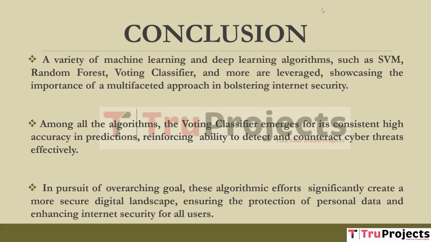A multitude of machine learning and deep learning algorithms, including SVM, random forest, voting classifier, decision trees, k-nearest neighbors, naive Bayes, linear discriminant analysis and logistic regression, are harnessed for adopting a multi-phase strategy in enhancing internet security. Although each algorithm possesses its distinct strengths, the voting classifier stands out with a consistent track record of delivering superior prediction accuracy compared to individual models. This collaborative intelligence significantly strengthens our capacity to detect and address cyber threats with efficiency and precision. In pursuit of the overarching goal, these algorithmic endeavors play a vital role in significantly fortifying the digital landscape, guaranteeing safeguarding of personal data, and elevating internet security for all users.